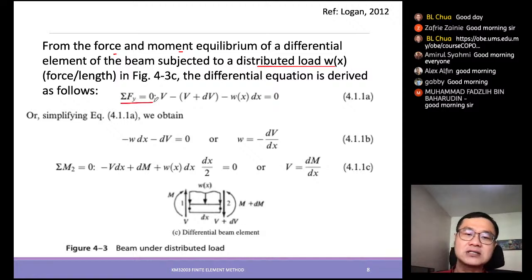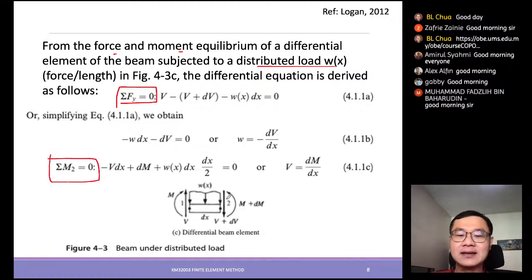The first thing is we take the summation of forces acting on this differential beam element free body diagram, which should equal 0. Similarly, the summation of moments acting at any chosen point should equal 0 as well. Once we have taken that into consideration, from this free body diagram we know that V, minus the change, then minus the distributed load, should equal 0. So from there you can get this and this.